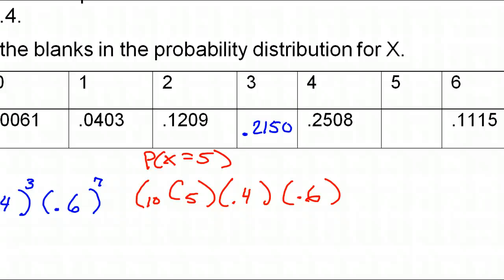So if this is 5, then this will be to the 5th power. Well, that means this will also be to the 5th power because it has to add up to 10. So that must be a 5. So simply put this in your calculator and you'll get the decimal. So this is going to be 0.2007.